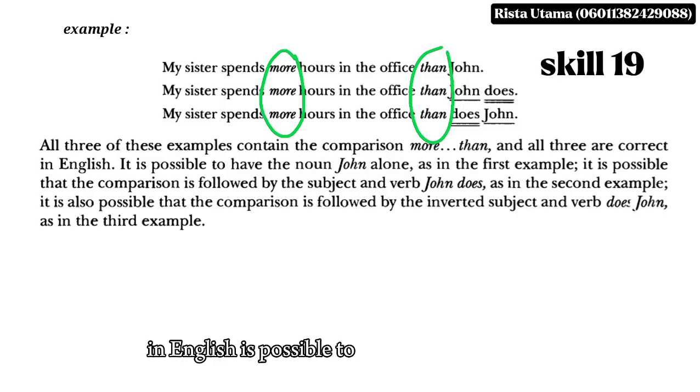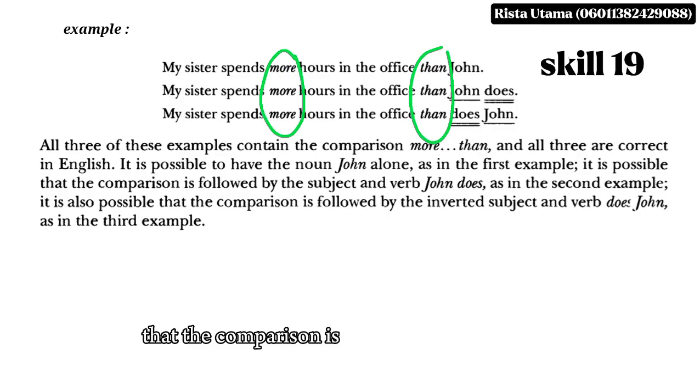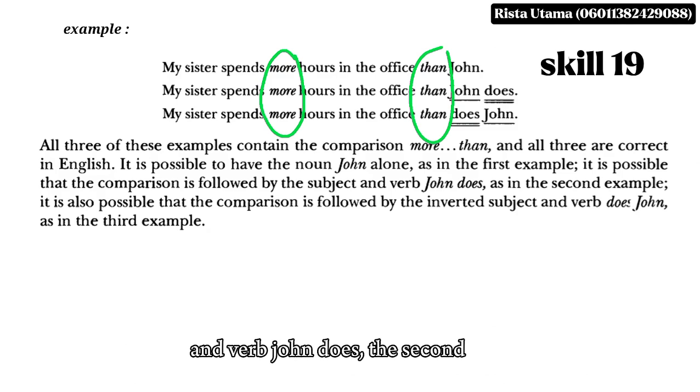It's possible to have the noun John alone. As in the first example, it's possible that the comparison is followed by the subject and verb, "John does." As in the second example, it is also possible that the comparison is followed by the inverted verb and subject, "does John." Is the third example the same?